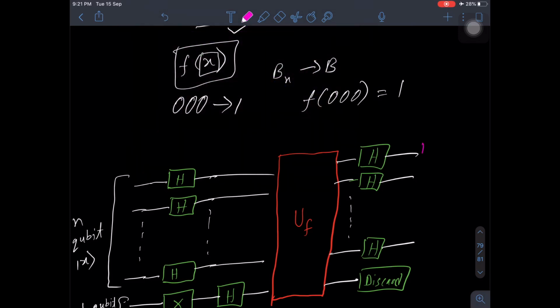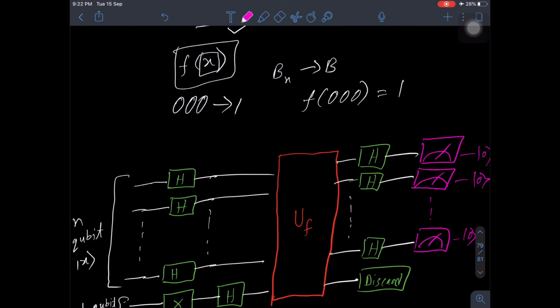Let's do it in pink. So you can perform measurements in all the qubits in the computational basis. And if the output of your measurement is always 0 in all the qubits, then you can certainly say that it is a constant function.